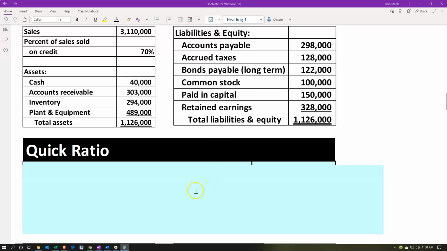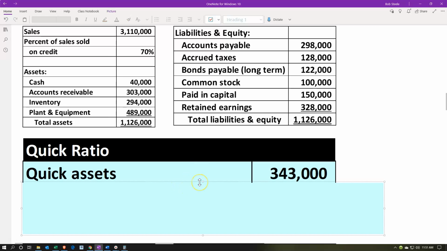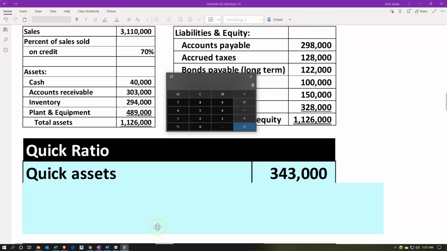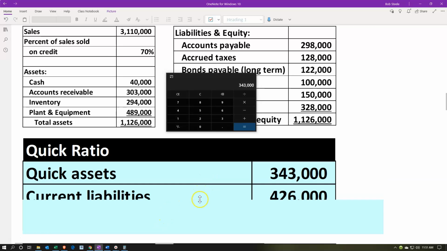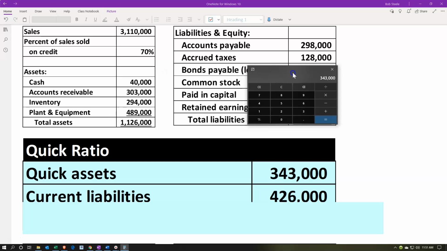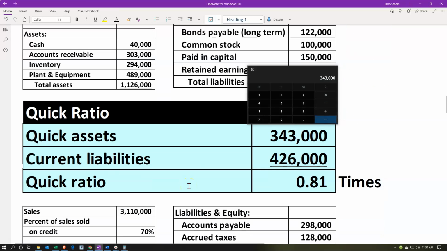So therefore, we're going to use the quick ratio, which is going to make this a more restrictive type of ratio. So we're going to say, okay, now we're just going to compare the quick assets, which are going to be simply, in our case, the 40,000 cash, and then the accounts receivable, 303,000, and that's going to be the 343. And then we're going to compare those to the same current liabilities, those becoming due in a year, which was the accounts payable and taxes, same number here that we had up top, so I won't calculate it again. And there we have our ratio.